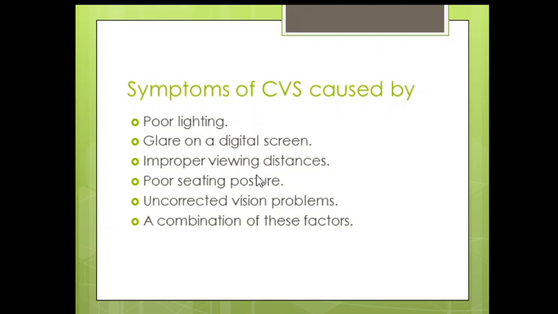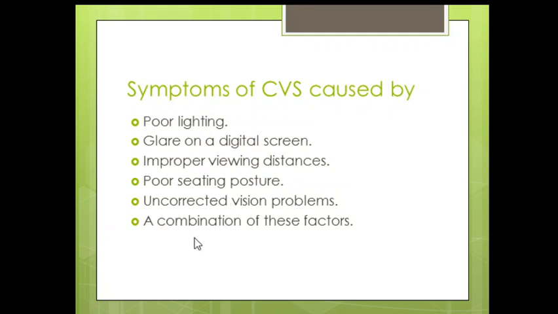Say you are looking at your desktop or laptop or mobile, and you are not at a proper viewing distance, that can lead to computer vision syndrome. Poor sitting postures. Your eye level and the level of your desktop should be as per the advice given by your optometrist, which generally has to be 15 to 20 degrees below your eye level. So sitting slightly above or slightly lower is not a good sitting posture.